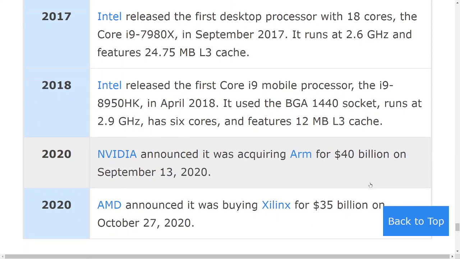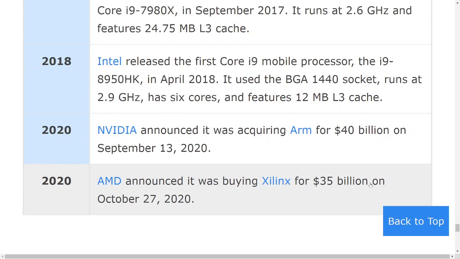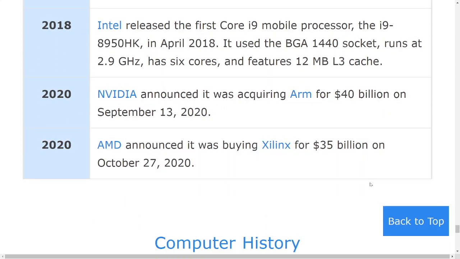In 2020, NVIDIA announced that it was acquiring ARM, and then the same year AMD announced it's buying Xilinx. So now we are in 2021.